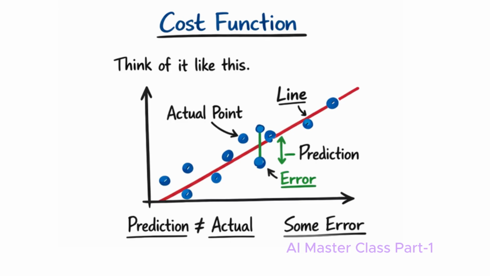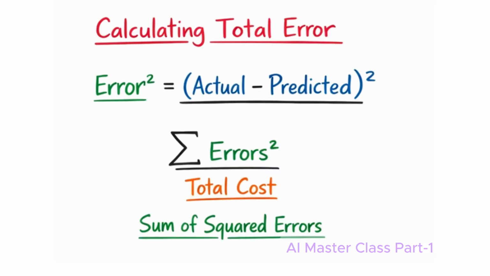Think of it like this. For every data point, our line will give us the predicted value. But that prediction will not be exactly equal to the actual value. So there will be some error or some difference. Now for all the data points, we calculate this error. Error is nothing but the difference between the actual data point and the predicted value which is generated using that line. And to make sure the positive and negative errors don't cancel each other, we first square them and then we add them together. This total becomes the error, which is called cost. So the cost function is simply telling us how far our line is from the actual data.